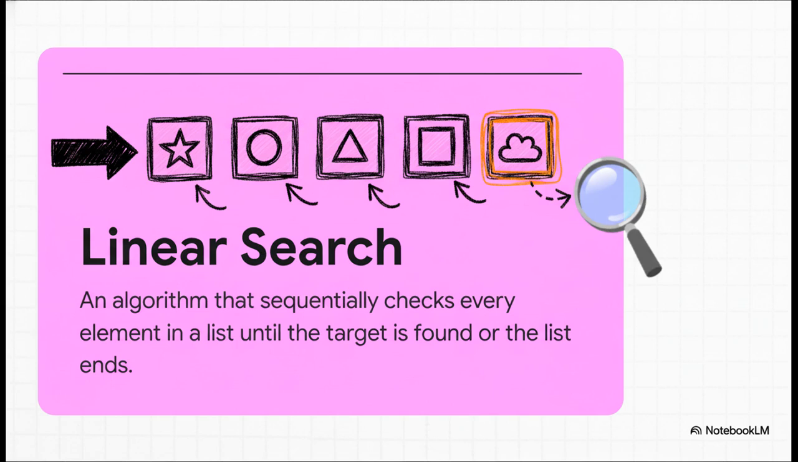It's super simple. It starts at the very beginning of a list and checks item number 1. Is this it? Nope. Item number 2. Is this it? Nope. It just keeps going in order until it either finds the thing it's looking for or it hits the end of the list. No tricks, no shortcuts, just a patient one-by-one process.